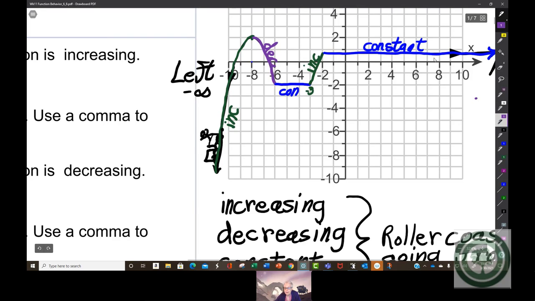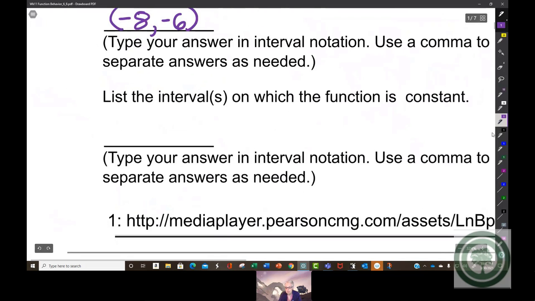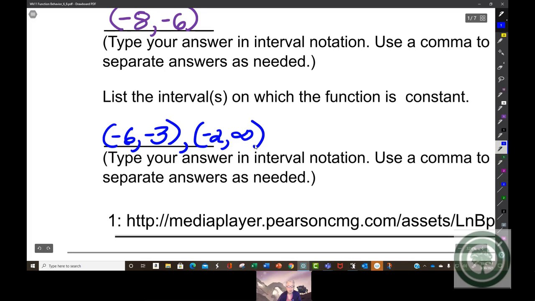Now we have two intervals where the graph is constant. We have this and this. The coordinates on the x-axis where this is happening are negative 6 to negative 3 and negative 2 to forever, which is positive infinity. So negative 6 to negative 3. Constant. And then a comma because we're just listing. Negative 2 to infinity.